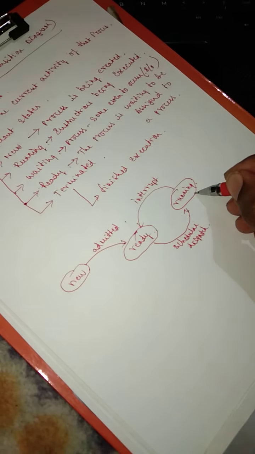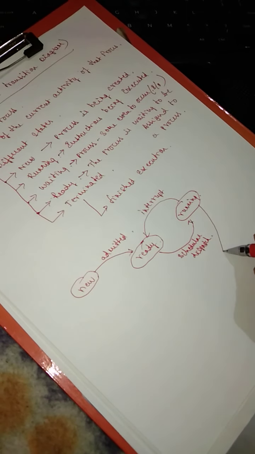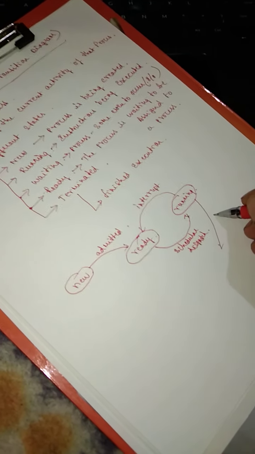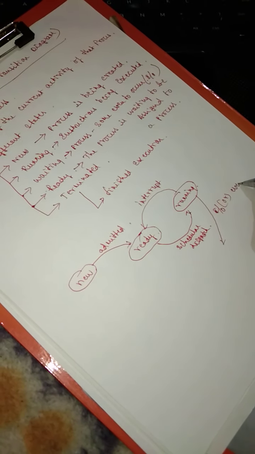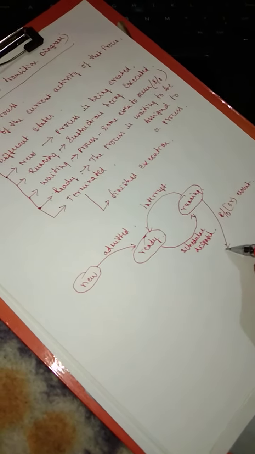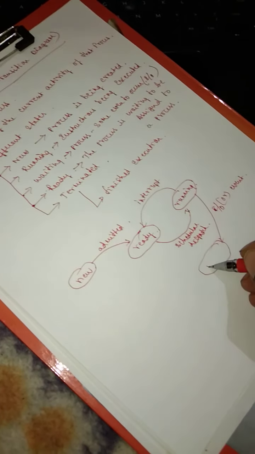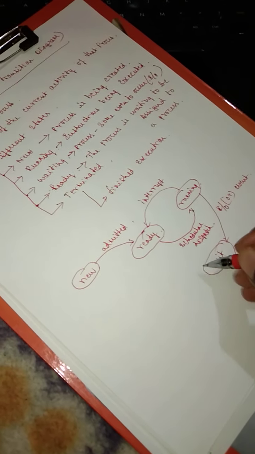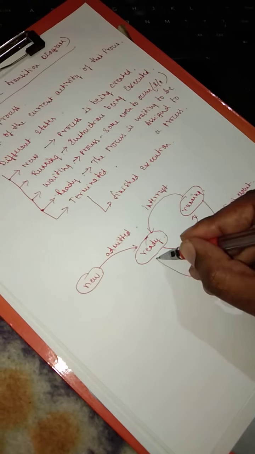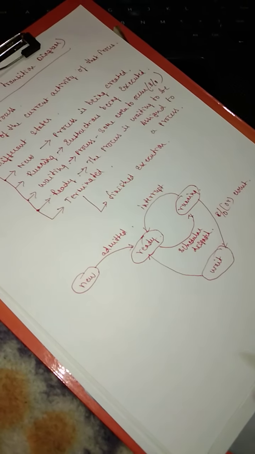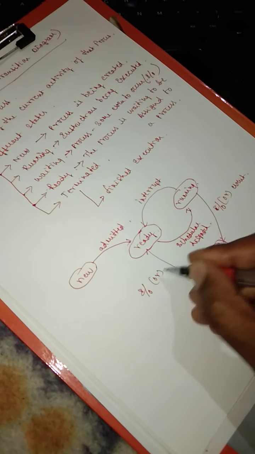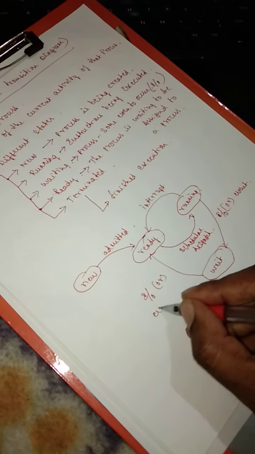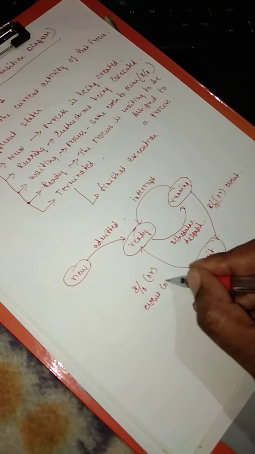And in case this running state requires any input output or any event, it goes to the waiting state. And after the completion of the input output or that event, it goes to the ready state. That is input output or event completion.